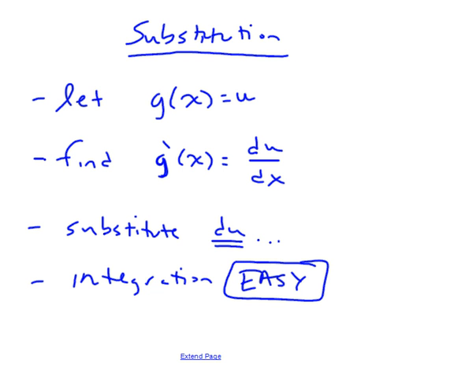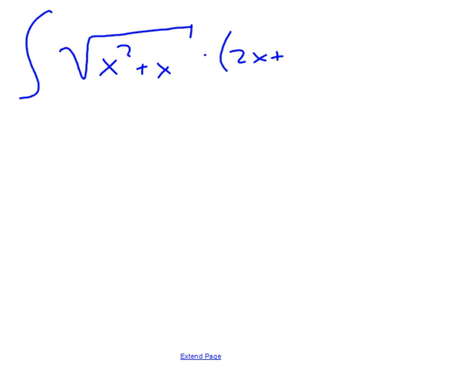So let's look at an example of using substitution. The key skill to develop is to figure out what to define as u. But for now, I'll give you some hints. So let's do that problem we just did. We have the integral of the square root of x squared plus x times 2x plus 1 dx. Typically, we're going to let our inner function be u. So we're going to say let u equal x squared plus x. Okay, so we substituted u.